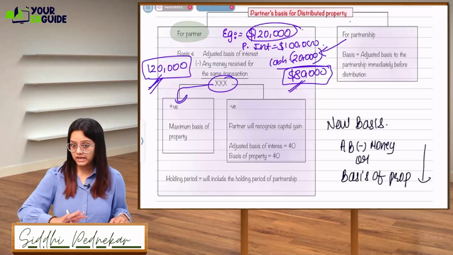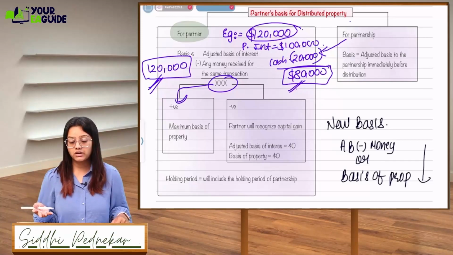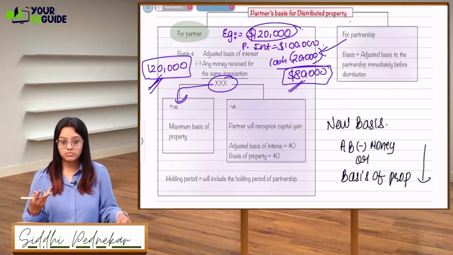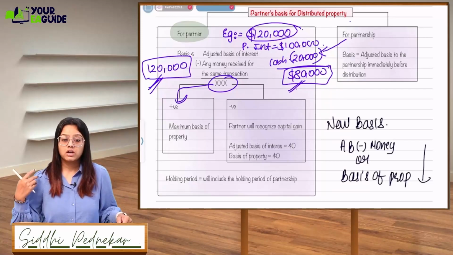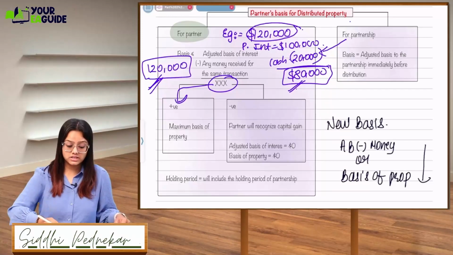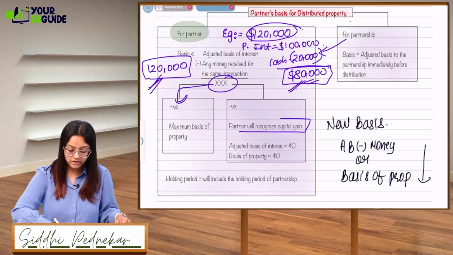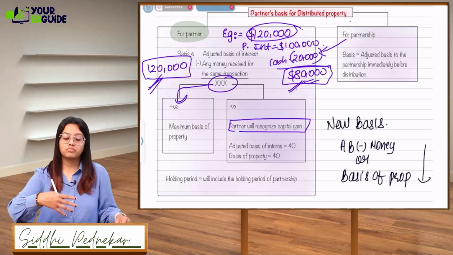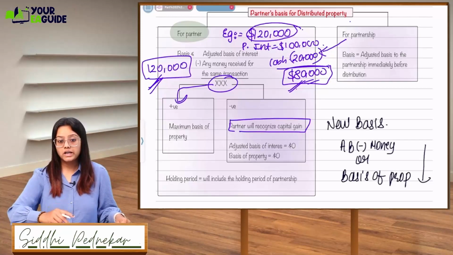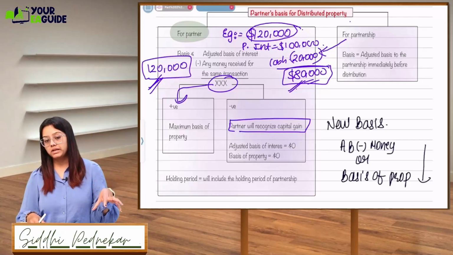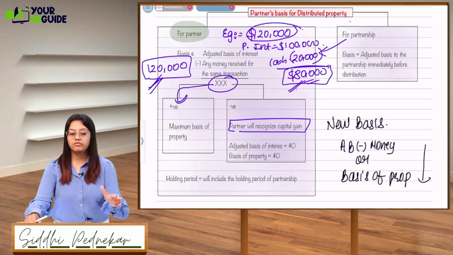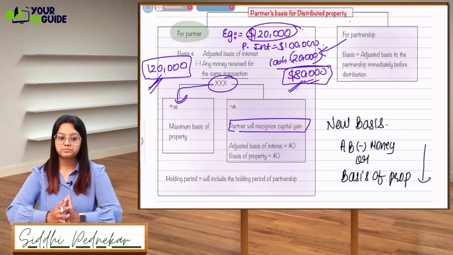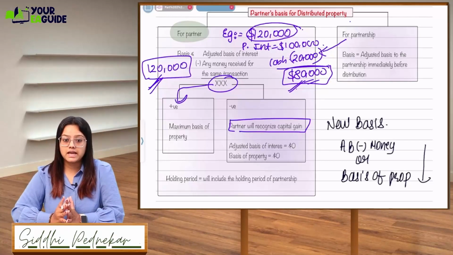If this is negative, let's say I've taken a distribution in an excess amount, I've received a cash amount also, I've taken a distribution of 1,20,000, 1,40,000, then the partner will recognize the capital gain, and the adjusted basis of interest will be 0 and the basis of property will also be 0. The holding period will start from the holding period of the partnership firm when they purchased the property. Okay, got it, guys? Any question till now?